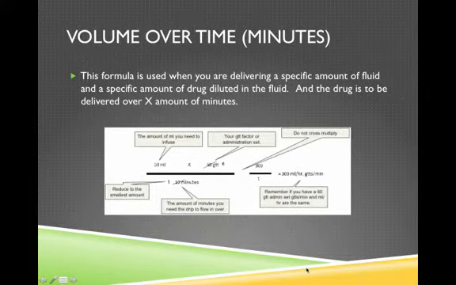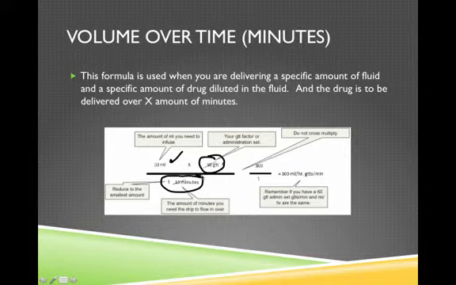Volume over time minutes. This formula is used when you're delivering a specific amount of fluid and a specific amount of drug diluted in that fluid, and the drug is to be delivered over however many minutes. So how we do that is the amount of fluid we need to be infused, say 50 mils, and we place our drip factor in here. This is using a 60 drop set. And then down here we place the amount of minutes that we actually needed to go in over. So this was 50 milliliters over 10 minutes using a 60 drop set.